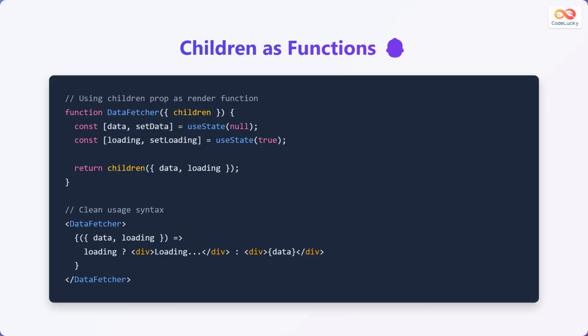Another way to implement the render props pattern is by using the children prop as a function. Let's define a dataFetcher component that accepts a children prop. The dataFetcher uses the useState hook to store the data and loading state. Inside the dataFetcher, we return the children prop as a function, passing in the data and loading state as arguments. This allows the parent component to determine what to render based on the current state of the data fetching.